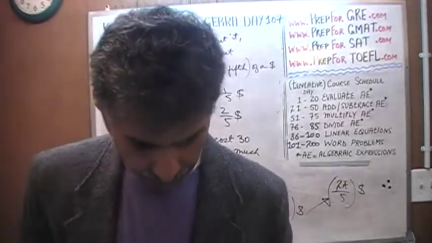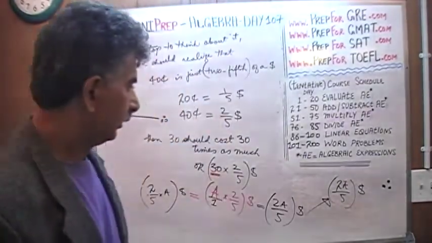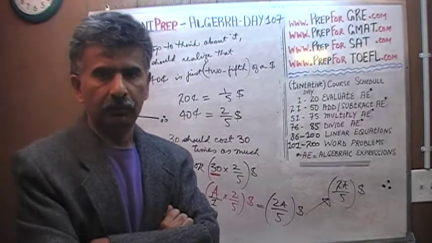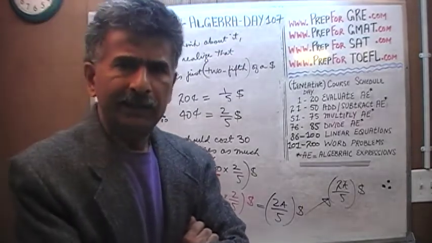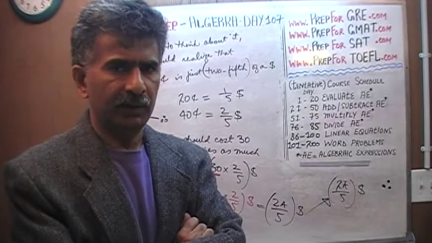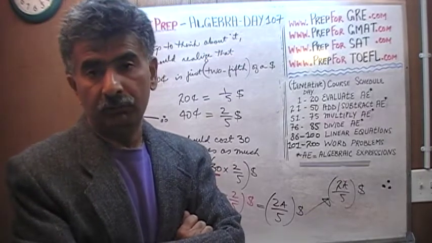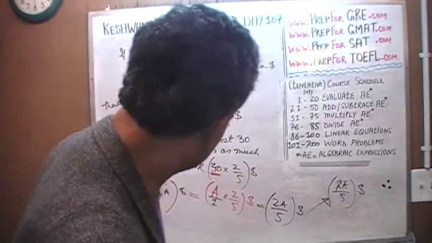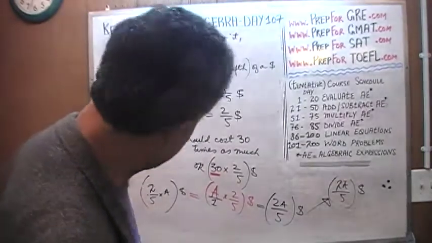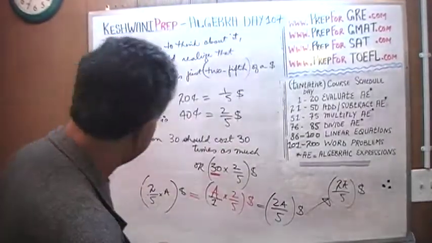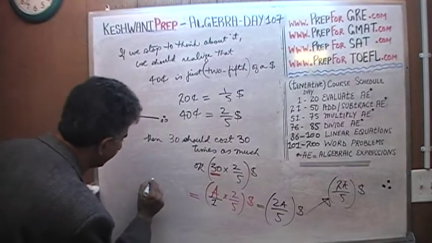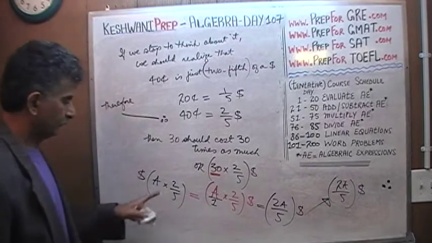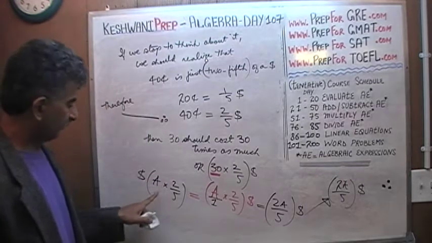So the answer is A apples should cost 2/5 times a dollar, because one apple costs 2/5 of a dollar. So A of them will cost A times 2/5. That's another way you can express it. A times 2/5 or 2/5 times A is the same thing. A times 2/5 dollar.